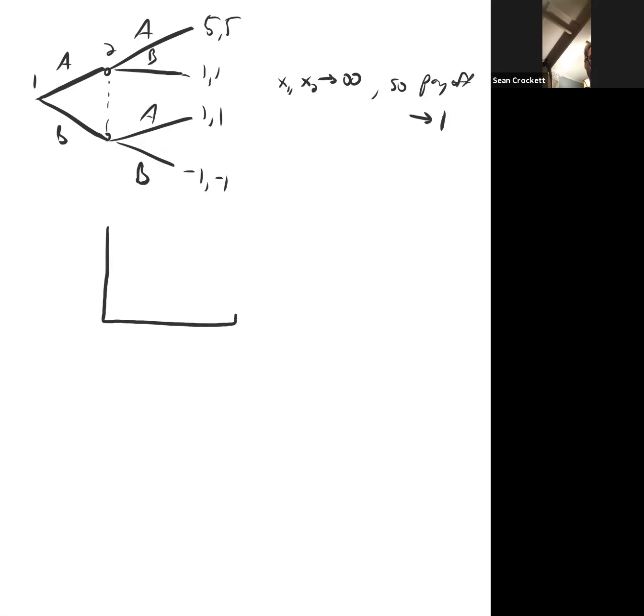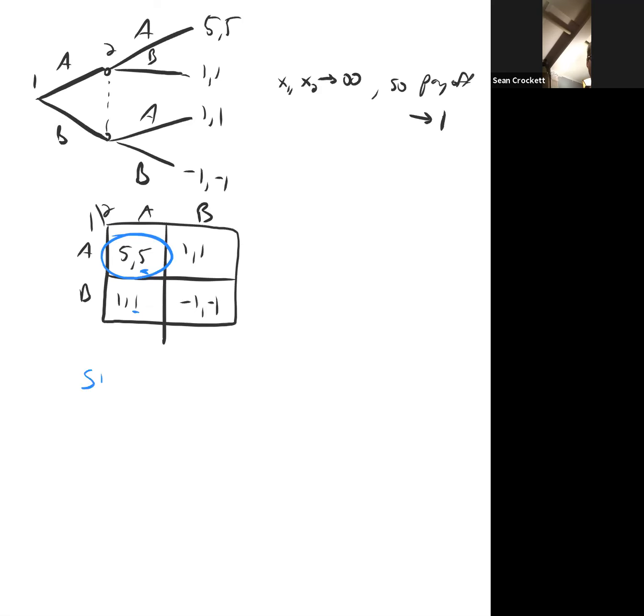Now you can put that game into the matrix form, A, B, A, B, 5, 5, -1, -1, and 1, 1. And if player 1 chooses A, player 2 picks A, and if player 1 chooses B, player 2 also chooses A, so it's a dominant strategy. So the unique SPNE is for player 1 to play A, X as big as you can picture, and for player 2 to do the same. Oh, sorry, pick A.